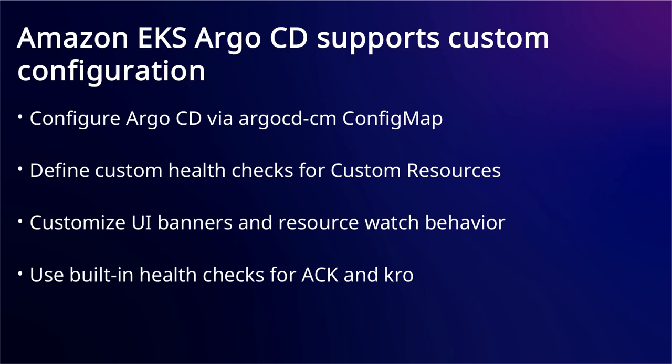You can define custom health checks for custom resources to control when applications report as healthy. For example, you can hold an application at progressing status until a database resource is ready. You can customize the Argo CD UI banner content and adjust how the capability watches and compares managed resources. The capability includes built-in health checks for AWS controllers for Kubernetes and Kube Resource Orchestrator resources, providing accurate health reporting without additional configuration. This configuration is available in all AWS regions where the EKS capability for Argo CD is supported.